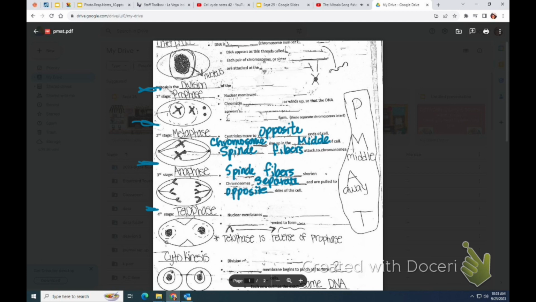And then we get to cytokinesis. I'm sorry, no we don't. We get to telophase. Telophase, the nuclear membranes reappear. Chromosomes unwind to form that chromatin. Remember, we started with chromatin, didn't we? So now they're kind of relaxing again. You need to know, telophase is really just prophase in reverse.